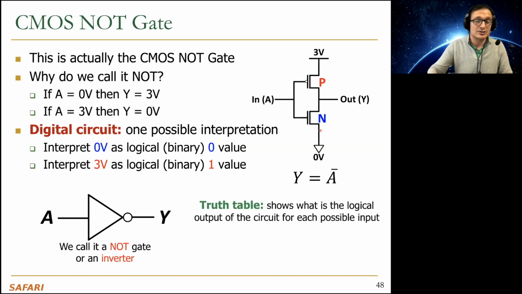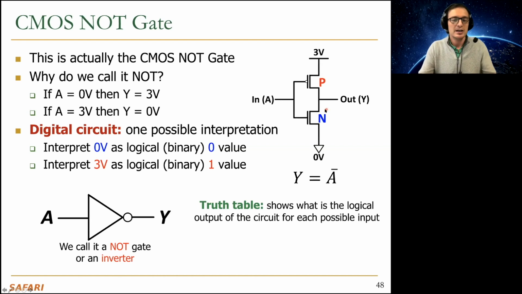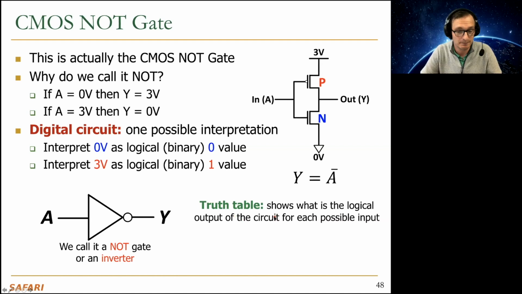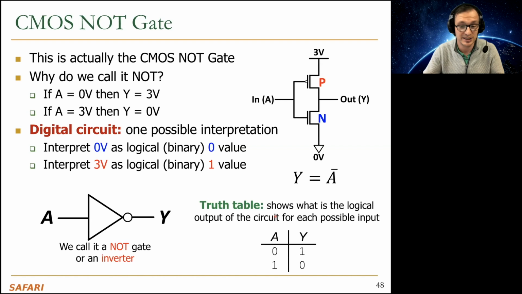So I already showed you the truth table, but I also showed the intermediate transistors. Now I'm going to be more pure in our truth table. Truth table is a table that shows what is the logical output of the circuit for each possible logical input value. Okay, so this is our truth table over here.